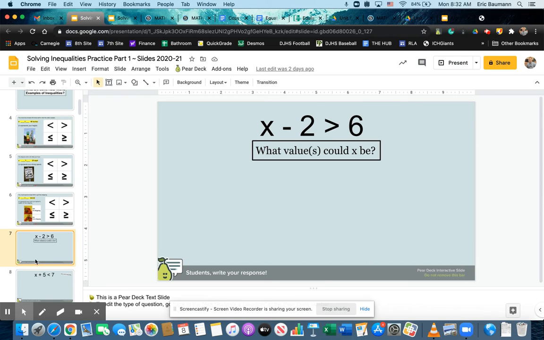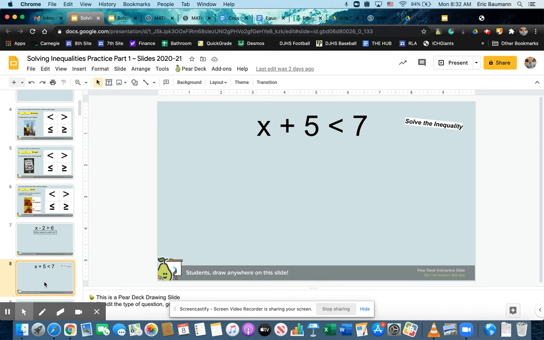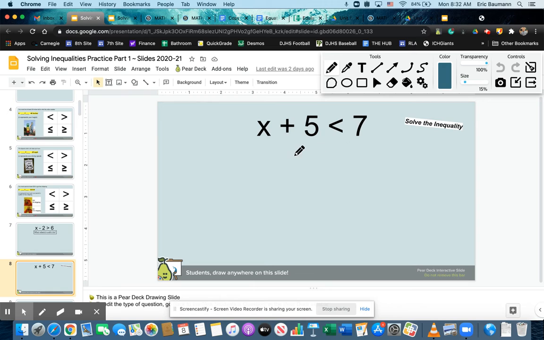All right, let's go another one. Try this one algebraically. Pause this and then get ready to go. Okay, again, we're going to solve this algebraically. I'm going to subtract 5 on both sides.